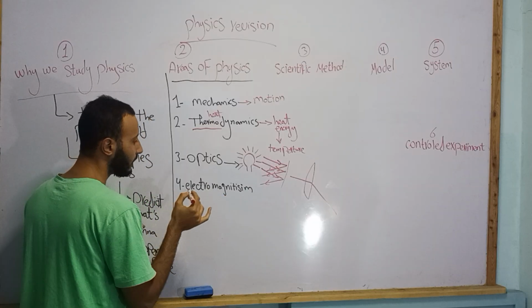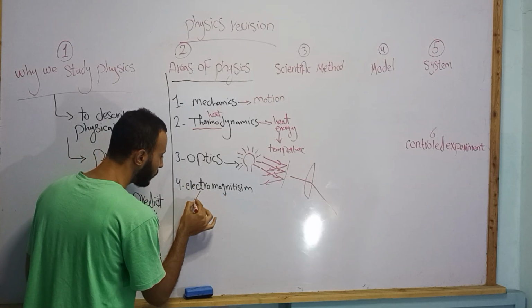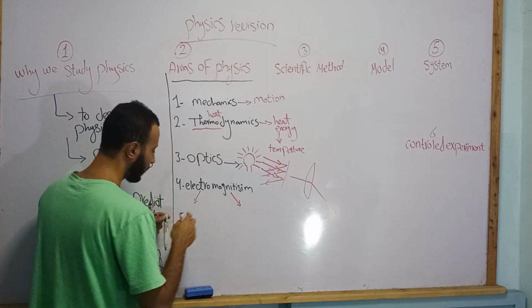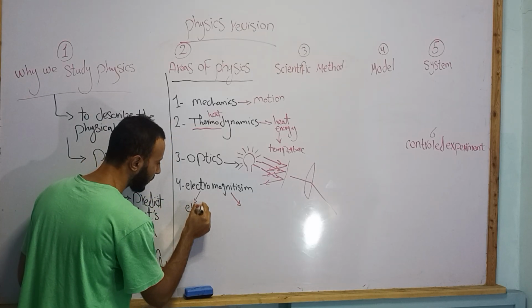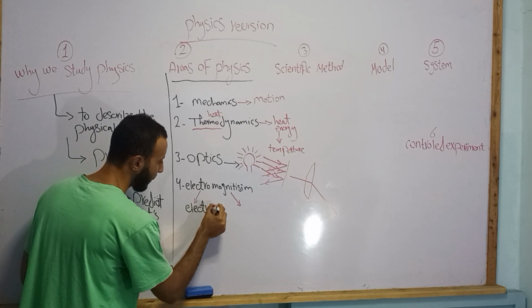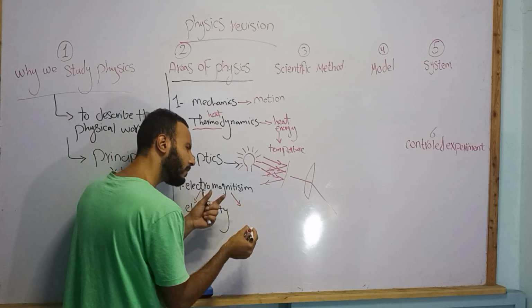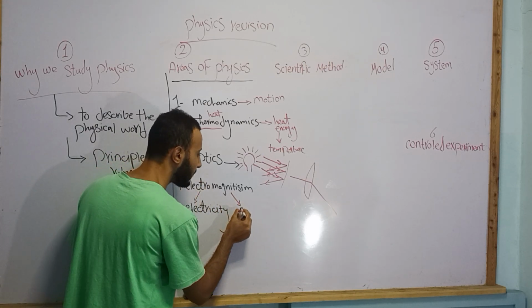And then electromagnetism, and it consists of 2 words, electro and magnetism. And I said before, electro means electricity, and magnetism is very near or close to the word magnet.